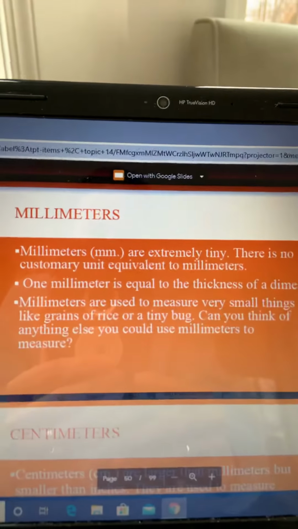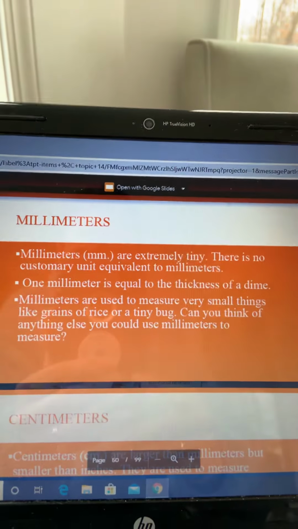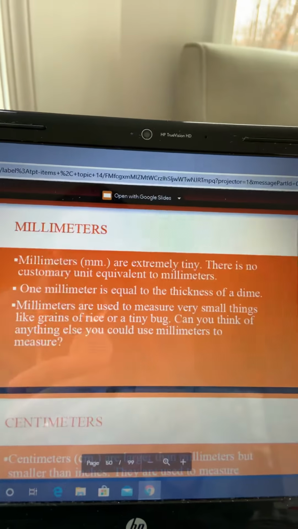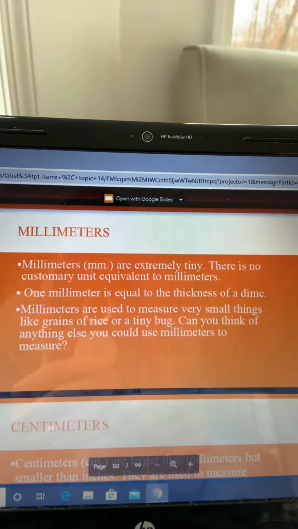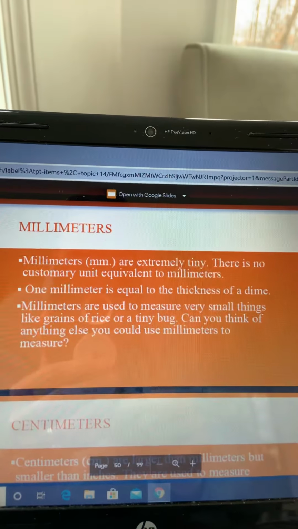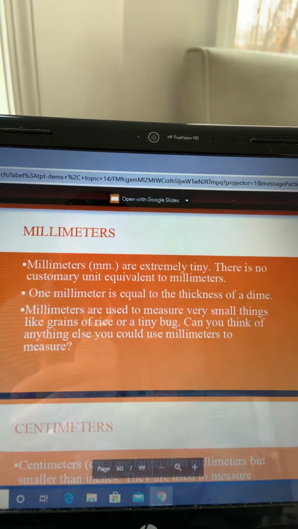Millimeters. Millimeters are extremely tiny. There is no customary unit equivalent to a millimeter. 1 millimeter is equal to the thickness of a dime, so very small. Millimeters are used to measure very small things like grains of rice or a tiny bug.